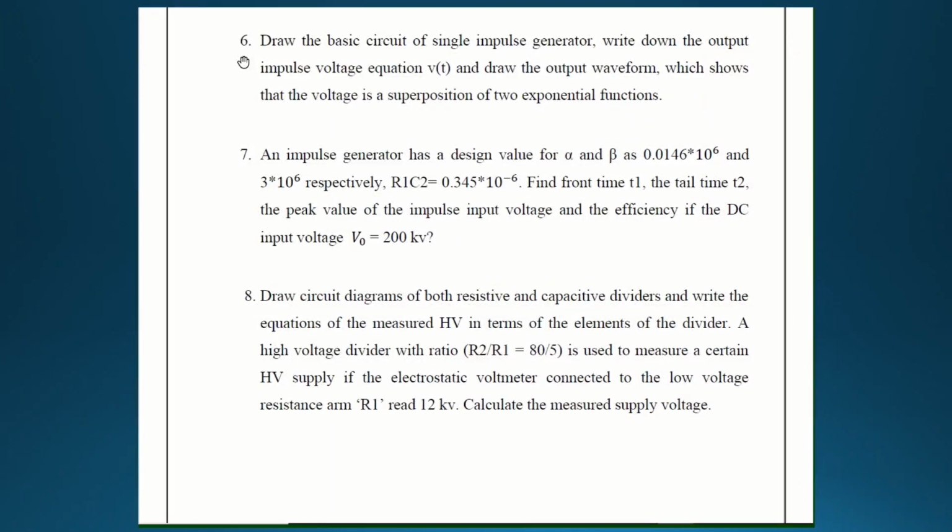As you know, dear students, last week we covered questions 3, 4 and 5 from tutorial sheet number 2. This week, inshallah, we will cover questions 6, 7 and 8 from tutorial sheet number 2, which is part of high voltage engineering. So today, inshallah, we will finish tutorial sheet number 2.